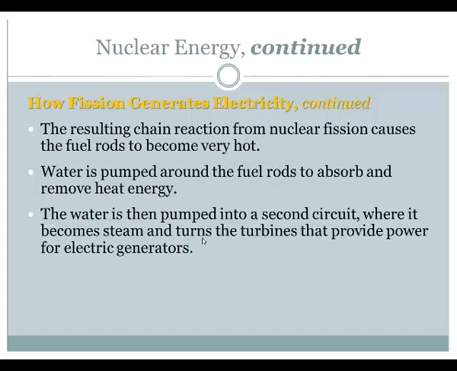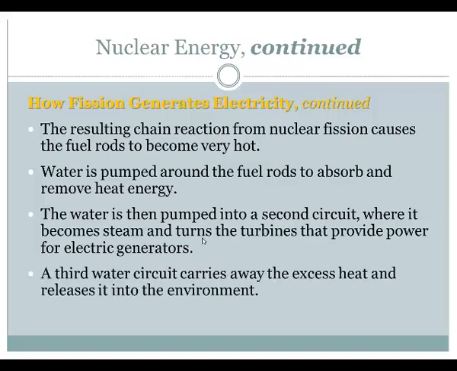The water is then pumped into a second circuit where it becomes steam and turns the turbines that power the power plant, and we generate the electricity that is then sent out to homes. A third water circuit carries away the excess heat and releases it into the environment. We saw earlier in a picture some really big smokestacks. Those smokestacks are where the heat energy is simply released into the environment. What you're seeing there is not air pollution. It is steam being released into the atmosphere.